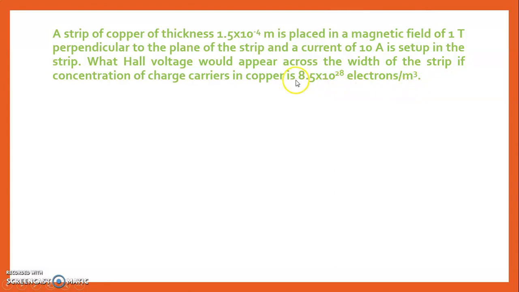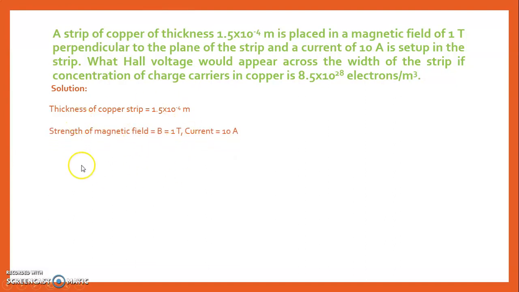So here, the magnetic field 1 Tesla is given, the current is 10 amperes, the charge concentration 8.5 into 10 raised to 28 electrons per meter cube is given, and we have to calculate the Hall voltage in that strip. So first we write what is given. The thickness of the copper strip is 1.5 into 10 raised to minus 4 meter. Then the field strength is 1 Tesla and current is 10 ampere. Then the concentration of charge carriers is given.